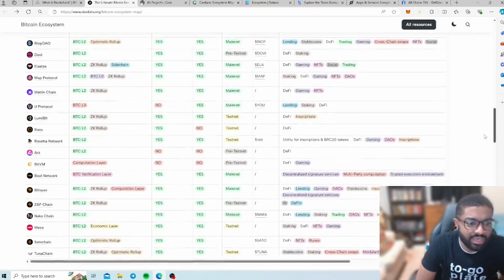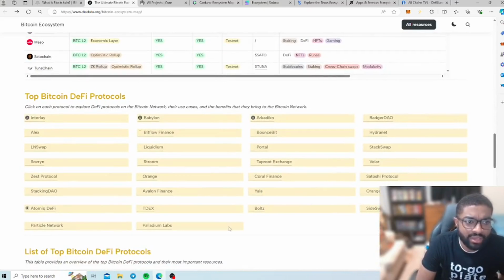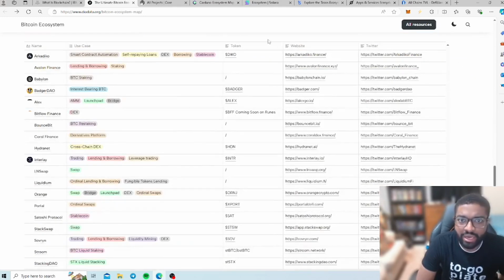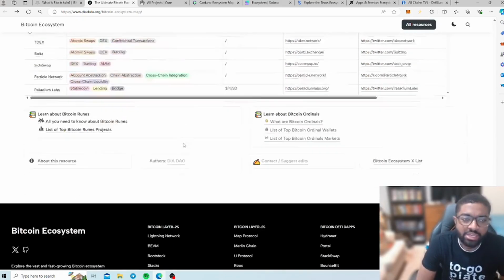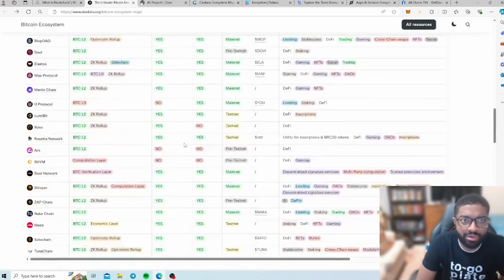So you can just see all the different ones. They have Bitcoin top DeFi protocols. These are just different swaps, different stuff that you can go into. They have a list. It shows you the specific token, or that the token hasn't been released yet. Some people, if a token hasn't been released, go into farming it, so you can check out different websites. There are a lot of things that you could track within the Bitcoin ecosystem.